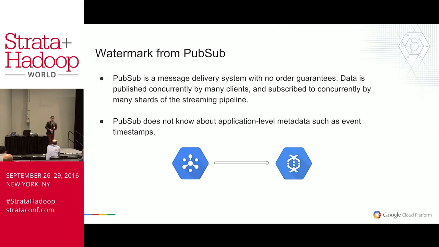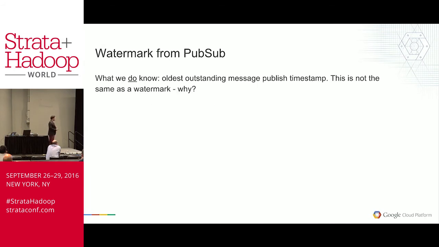So how do we build a watermark for such a source using only information that's available as a client of PubSub, without inspecting the internal state? Well, one way to do this is to look at something PubSub does give us, which is the oldest unacknowledged message. PubSub works by delivering messages. We pull those messages off of PubSub. When we're done processing them, we acknowledge them, and they're removed from the PubSub backlog.